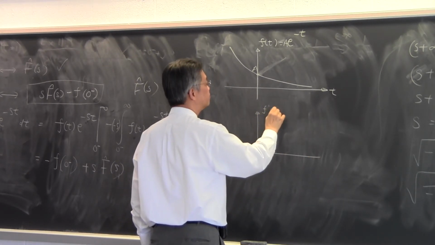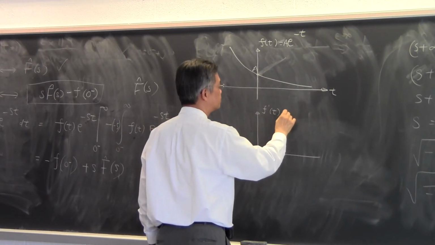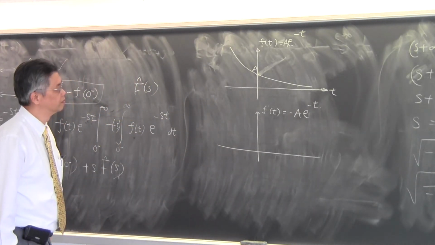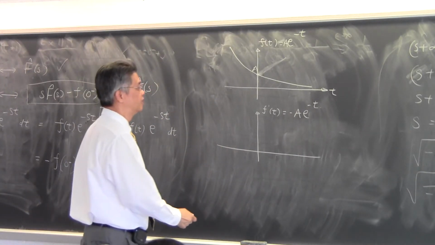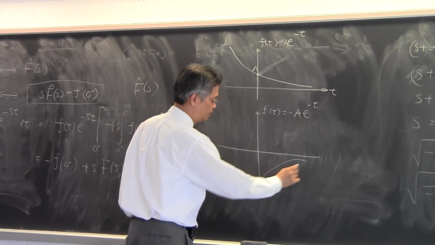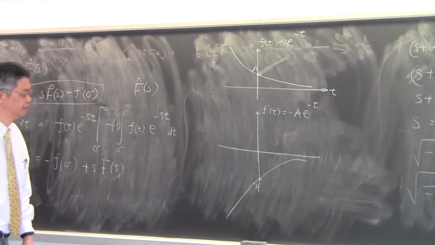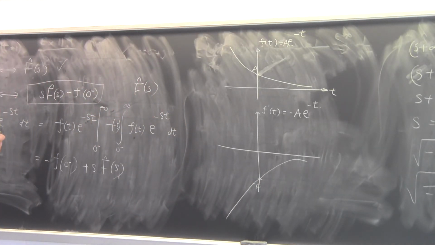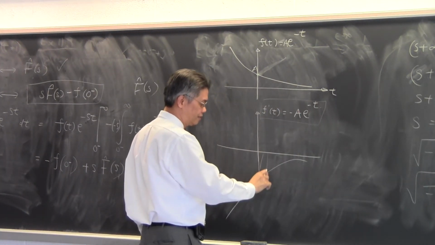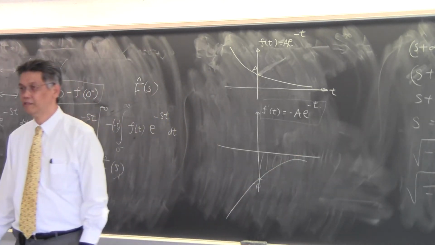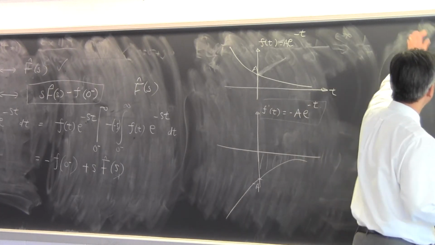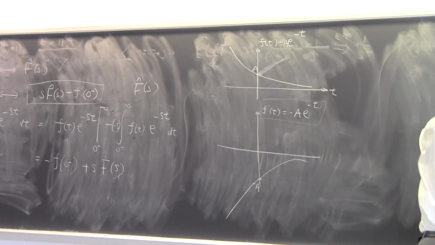But if I were to find its derivative, it would be a e to the minus t, and then its derivative will look something like this: minus a going to 0 like that, right? So if I were to find the Laplace transform of this derivative, I only worry about this area over here. However, these are non-causal signals.